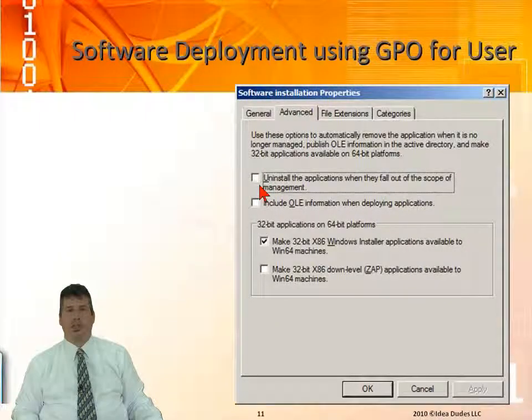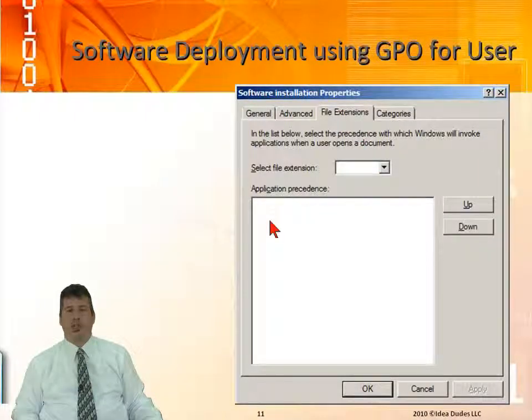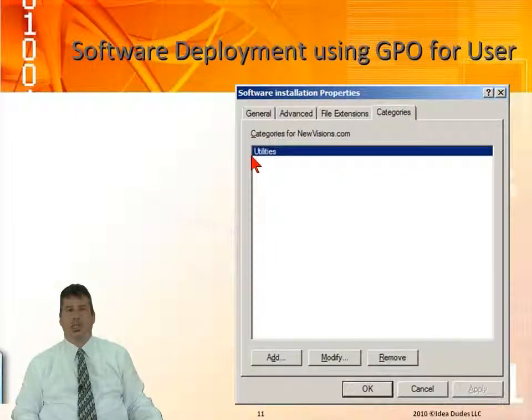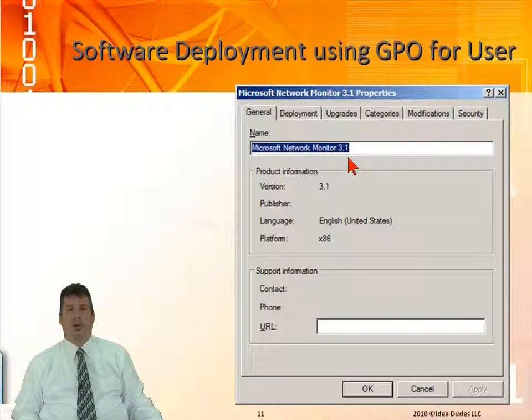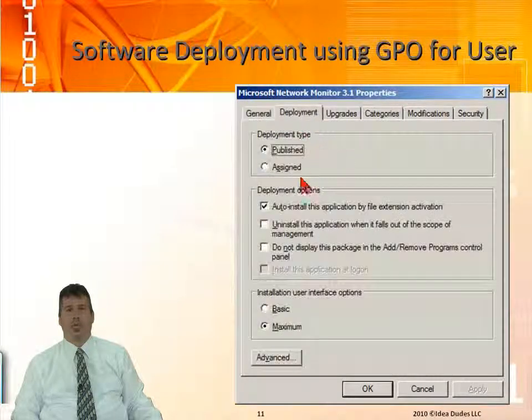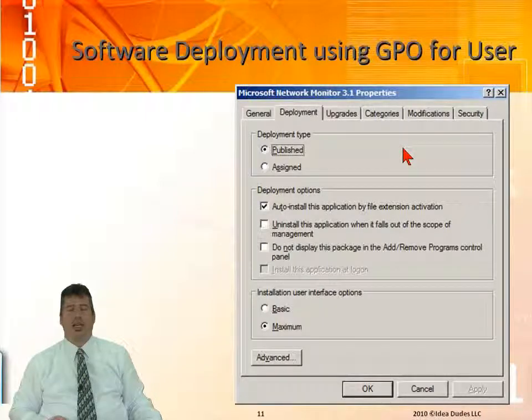Then we have in our advanced section also, again, uninstall the application when it falls out of scope of the management. File extensions, this would be doc or XLS or whatever it is for like Office. Categories, you can see that we're doing Utilities because we're going to be doing the Network Monitor. So the Network Monitor is going to be assigned to the user, so it's available for all the users. And here's the Network Monitor 3.1 deployment. We're going to publish it actually, and so this will be available through Programs and Features on Windows Server 2008 or on Windows Vista or Windows 7. Assigned means that it's going to be available to all the users.